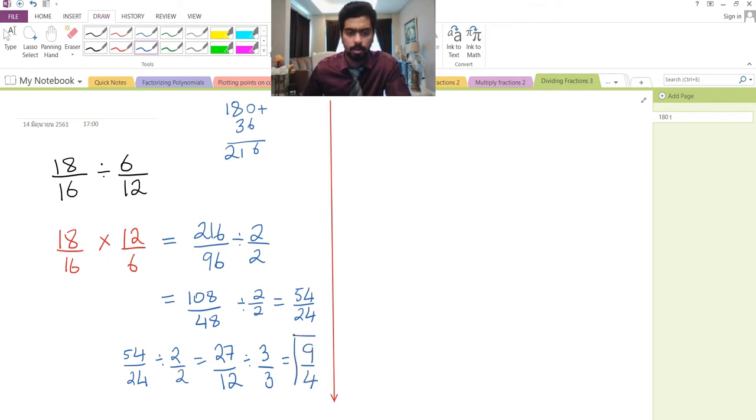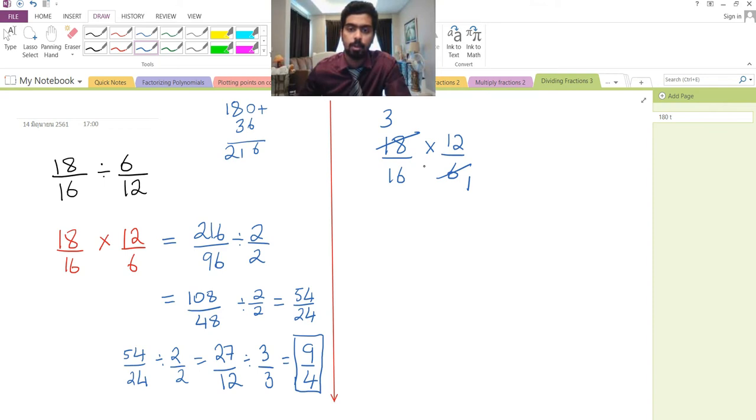So if you took a look at this, it was a pretty long process. So let us say we simplified straight away. We got 18 over 16 multiplied by 12 over 6. If you take a look at this, we know we can simplify 12 over 6, or 18 and 6. So let's say we do this. 6 times 1 is 6. 6 times 3 is 18.